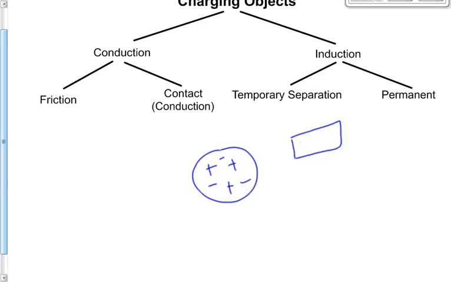Let's bring a positively charged object nearby it. What happens when the positive becomes nearby? What happens to the protons in that neutral object? They're going to stay where they are because protons aren't going to move anywhere, right? They're in that nucleus. And what's going to happen to the electrons? Yeah, they're going to be moving towards the protons here.